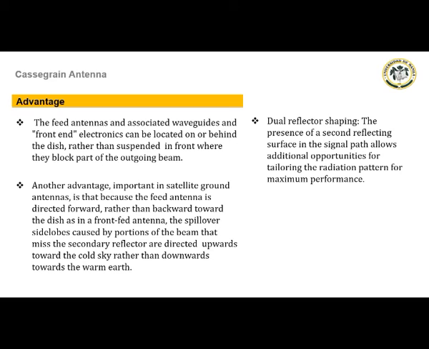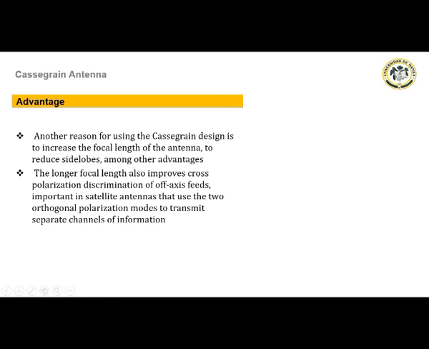Dual reflector shaping. The presence of the second reflecting surface in the signal path allows additional opportunity for tailoring the radiation pattern for maximum performance. Another reason for using the Cassegrain design is to increase the focal length of the antenna, to reduce side lobes, among other advantages. The longer focal length also improves cross-polarization discrimination of off-axis feeds, important in satellite antennas that use the two orthogonal polarization modes to transmit separate channels of information.